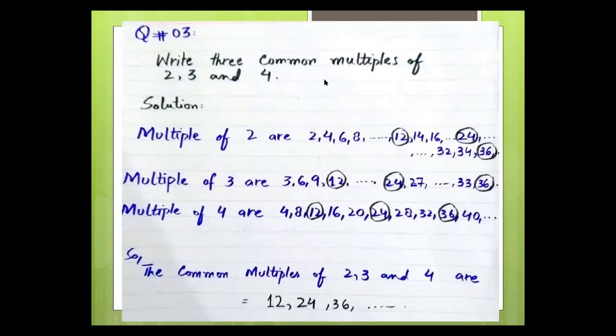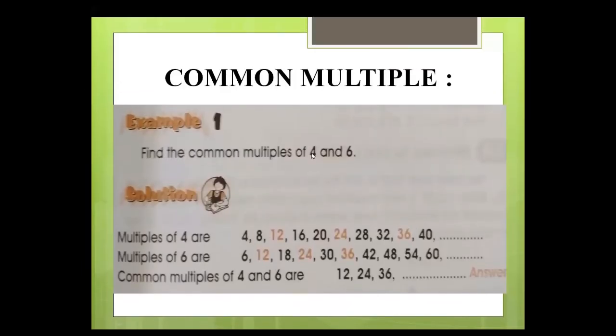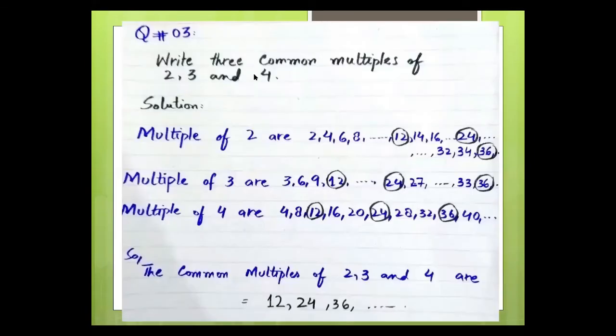Write 3 common multiples of 2, 3, and 4. In the previous example, you just found the common multiple between two numbers. But in this example, you have to find the common multiple between these three numbers. So firstly, you list out the multiples of 2, then the multiples of 3, then the multiples of 4.